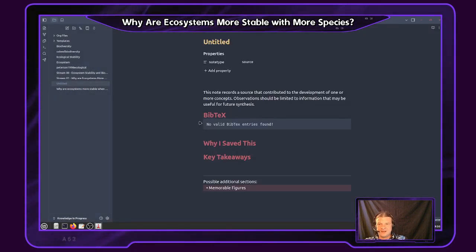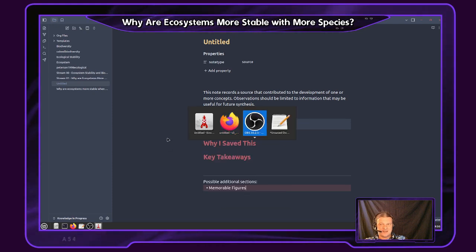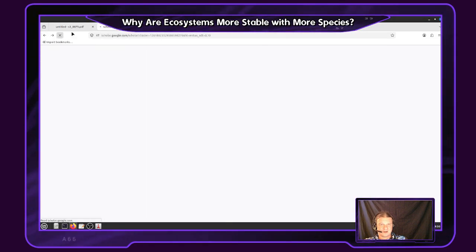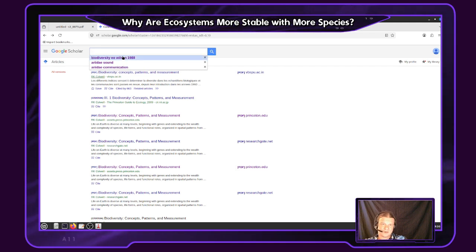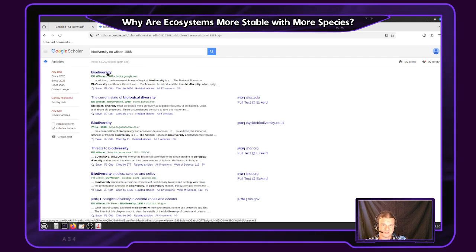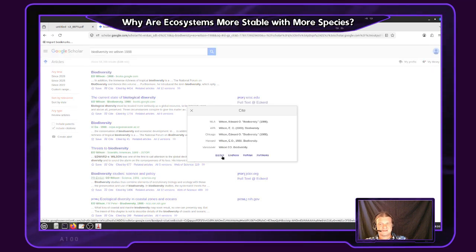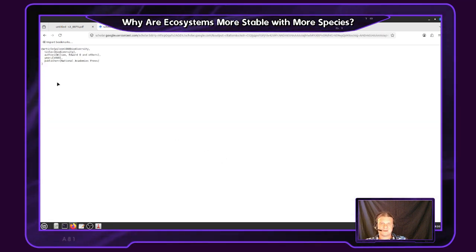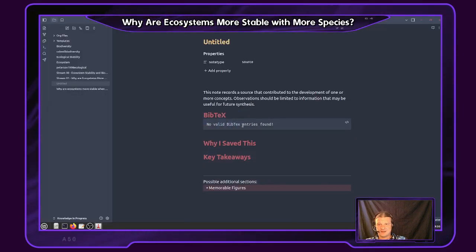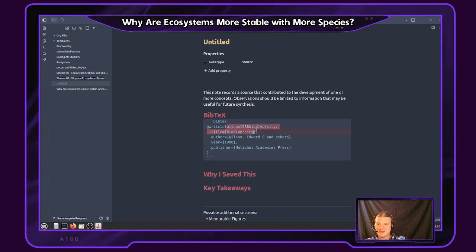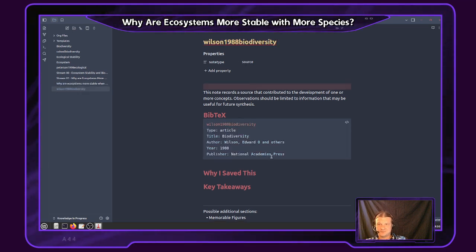Now, we need a BibTeX entry here, and we can find that by going back to Google Scholar. And let's just do biodiversity. I already pulled this one up, biodiversity, E.O. Wilson, 1988. There's a link to Google Books, and we can hit Cite. And remember that if you go to BibTeX, we can get our actual BibTeX file. Control-C, copy that, and we're going to put that in our BibTeX section right here. And this citation key is going to be our title for the note.